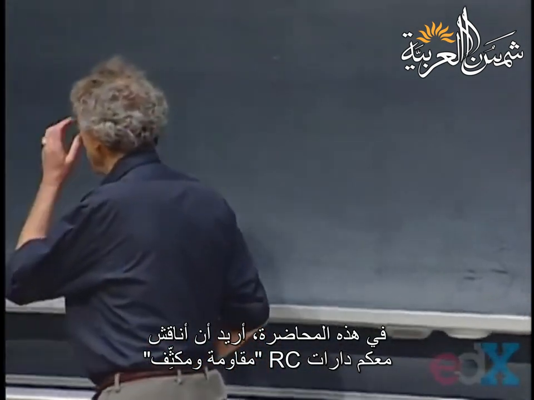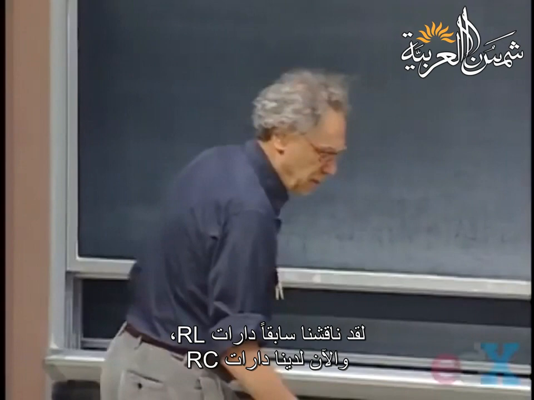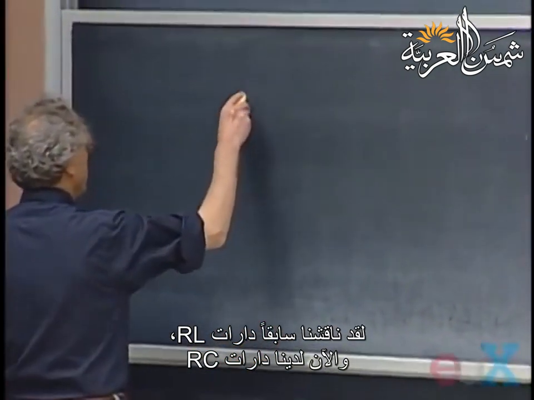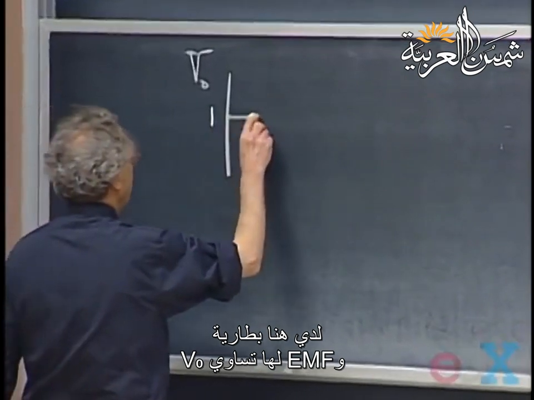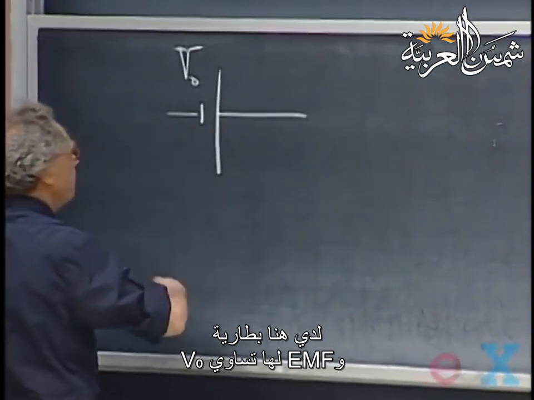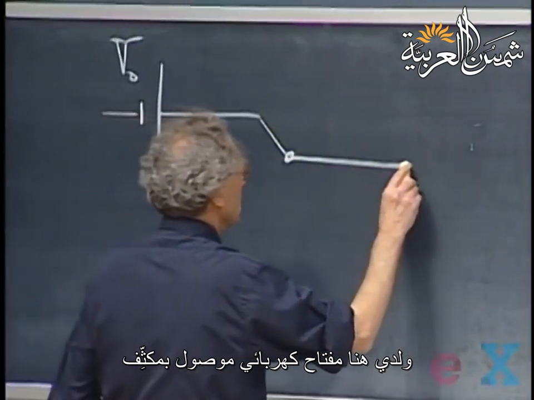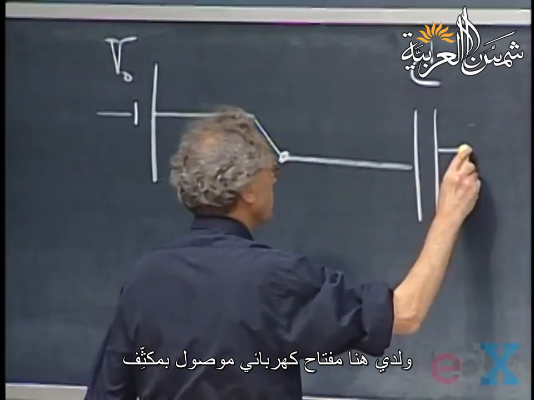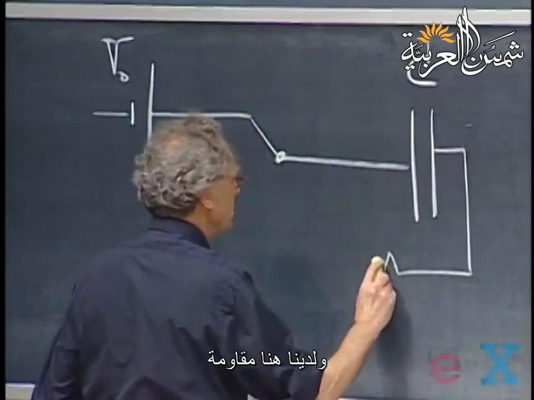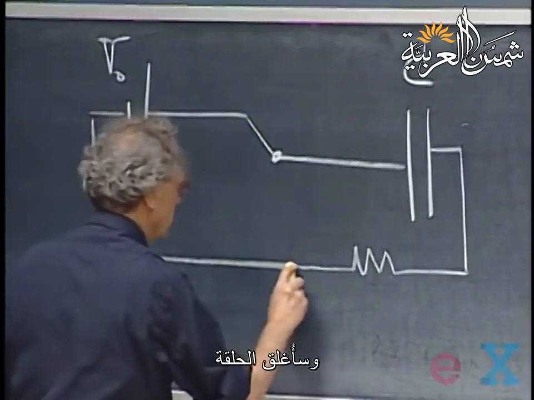Today I want to discuss with you RC circuits. We already discussed RL circuits, now we get RC circuits. I have here a battery with an EMF V0, and I have here a switch connecting to a capacitor, and here a resistor, and I close the loop.